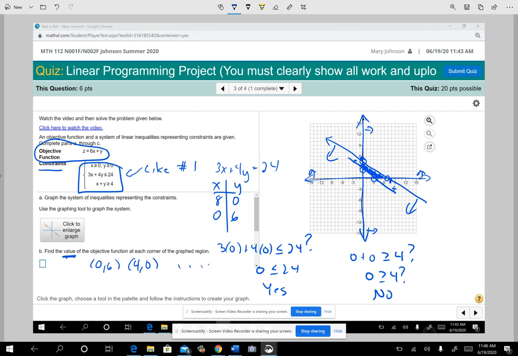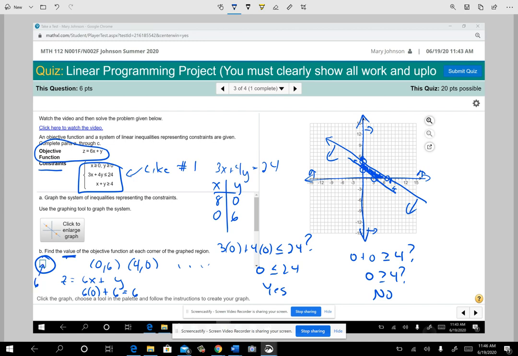So that's when I would pick up z equals 6x plus y. And what goes in the box on B would be all the values I would get when I plug in those corner points. So I'd plug in (0, 6), and I'd get 6. So I'm going to put 6 in the box.